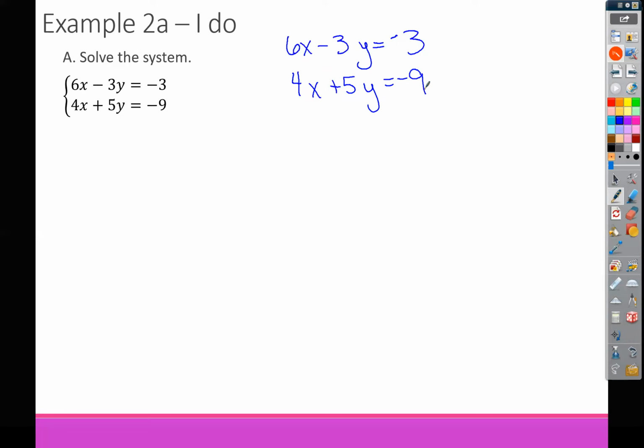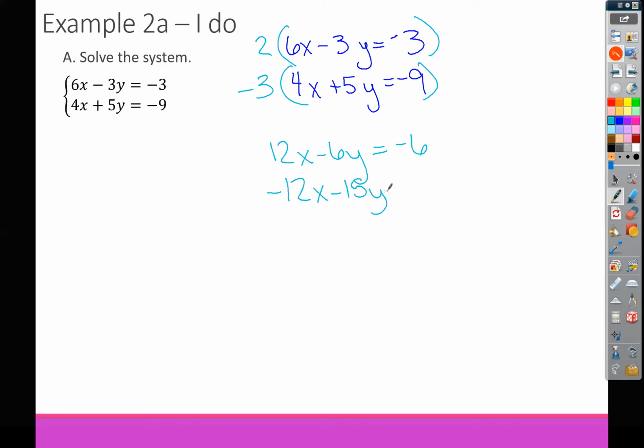So I'm going to eliminate the x. How do I do that? Well, what's the least common multiple of 6 and 4? 12. So I need this one to be a positive 12, so I need to multiply by 2. And I need the second one to be a negative 12, so I'm going to multiply by a negative 3. Now distribute into both of those. So you get 12x minus 6y equals negative 6, and negative 12x minus 15y equals 27.